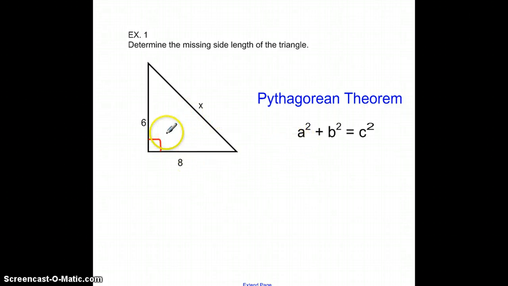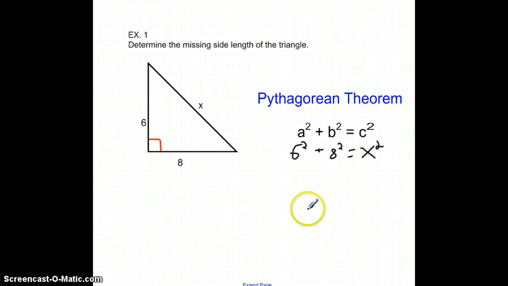So let's set it up. Let's just use A as 6. I've got 6 squared, and 8 will be our b, so plus 8 squared. And x is our c, so we can either write x squared or c squared. I'll write x squared just to avoid any confusion, so you can clearly see which side is which.